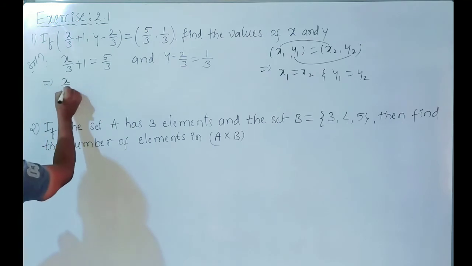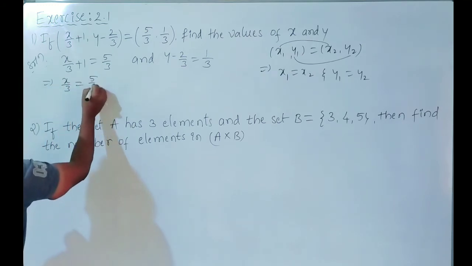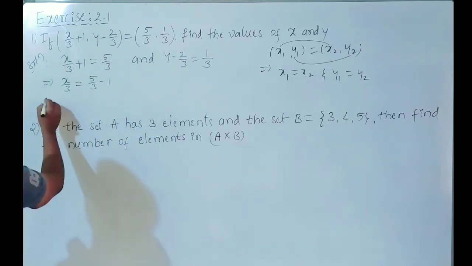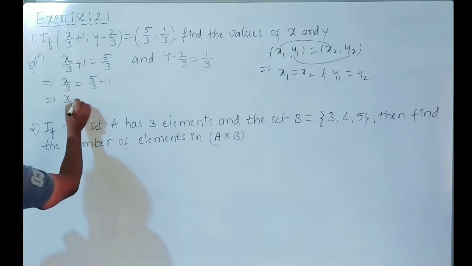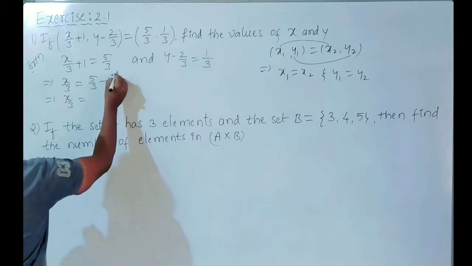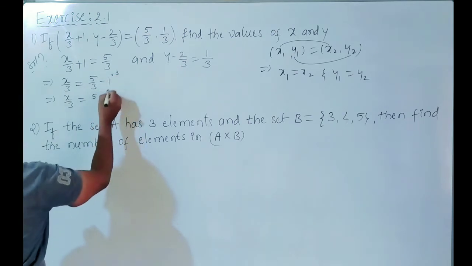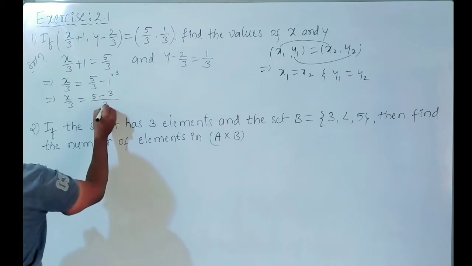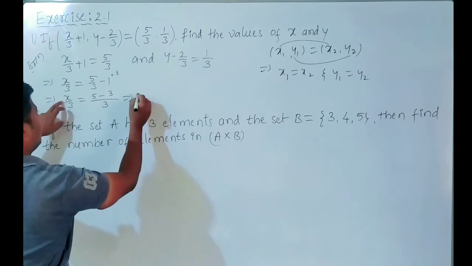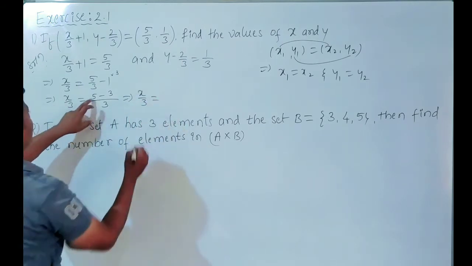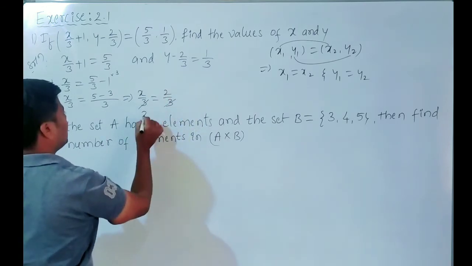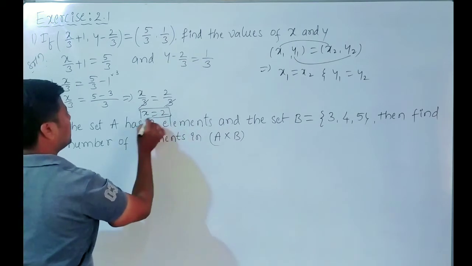This implies x by 3 equals 5 by 3 minus 1. Plus 1 when transferred becomes minus 1. So this implies x by 3 equals, take LCM then simplify. 3 gets multiplied, 5 minus 1 into 3, 3 divided by 3. This implies x by 3 equals 5 minus 3, 2 by 3. So 3 gets cancelled. X equals 2. X value is 2.